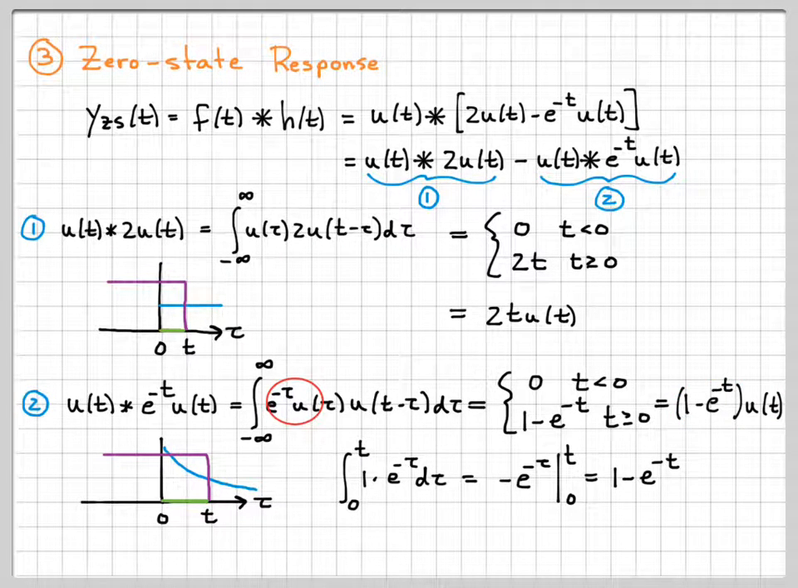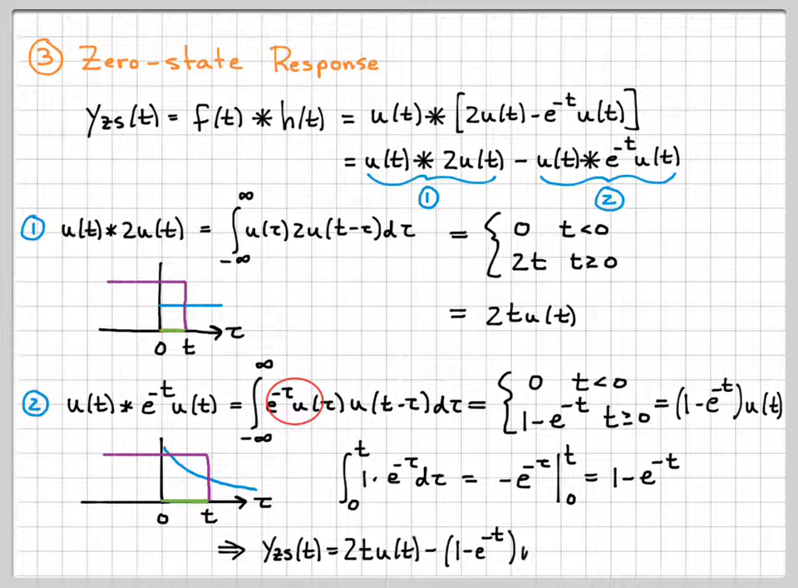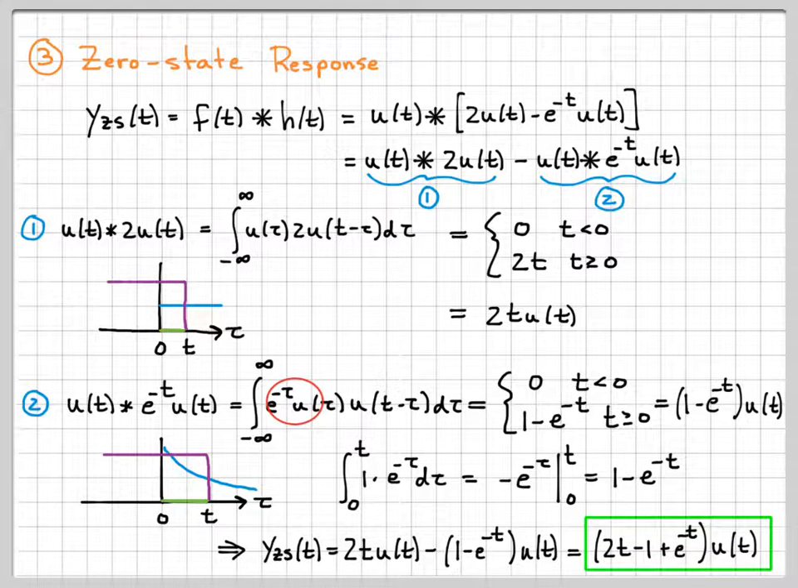So we now know what these two pieces are. I know what term 1 is. I know what term 2 is. I can go ahead and write those down and combine them to find the zero state response. The zero state response is the first part, 2t u of t, minus the second part, which was 1 minus e to the negative t, that quantity, times u of t. So that is my zero state response. I'm going to go ahead and factor out a u of t since it's common to everything. So that's my zero state response.